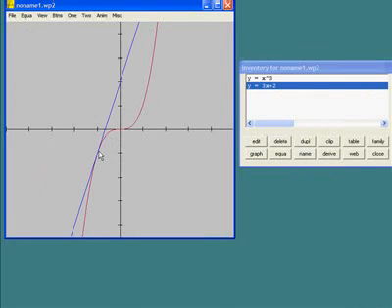Tangent to the curve at -1, -1. It touches the curve at that point and goes through a y-intercept of 0, 2. Now there's another common way of looking at the slope of the line.